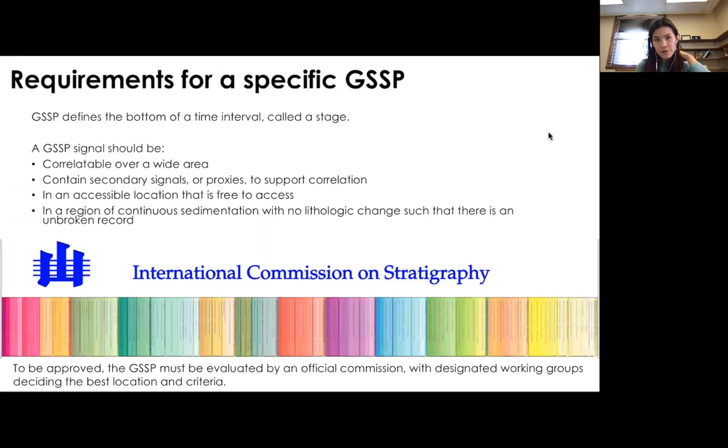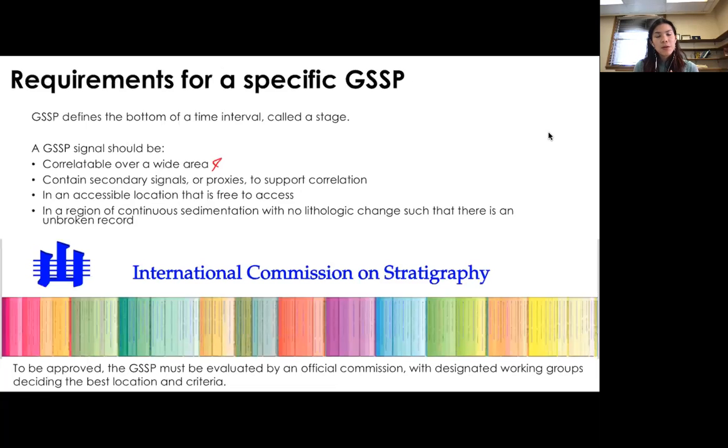These GSSPs are very formalized, and so they have to be approved by the International Commission on Stratigraphy. They need to be correlatable over a wide area. They need to contain secondary signals or proxies to support that correlation. So rather than relying on one signal, like one change in fossil assemblages, there should be multiple signals within this defined GSSP. Those could be chemical signals, for instance, a change in oxygen abundance.